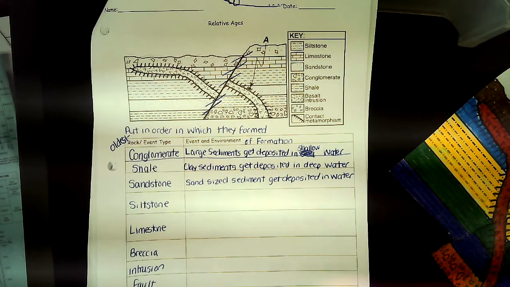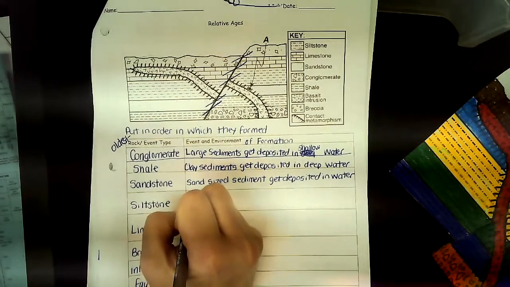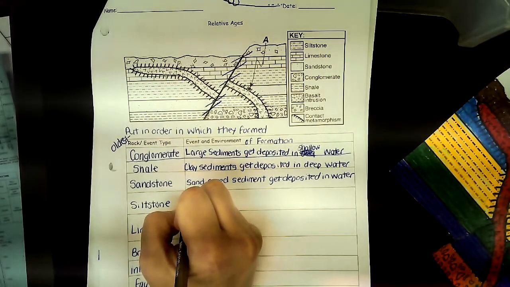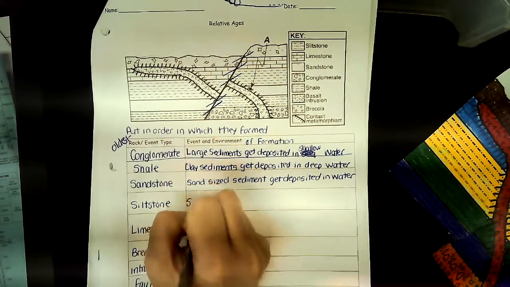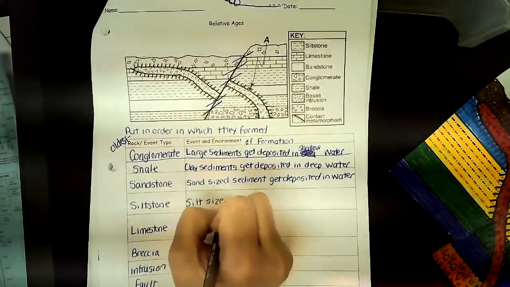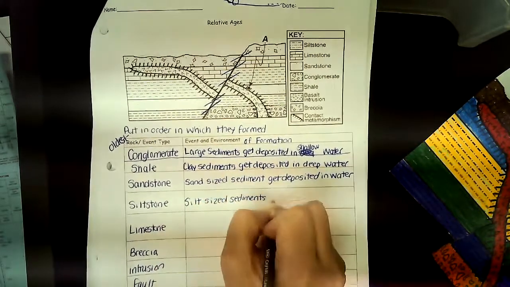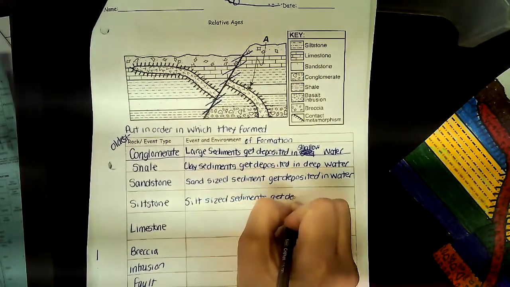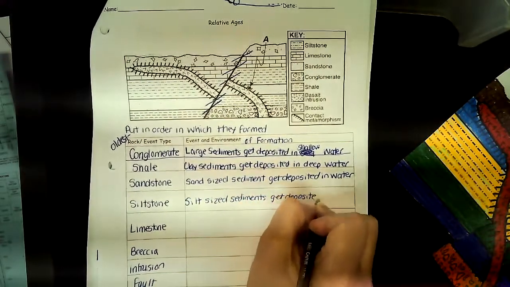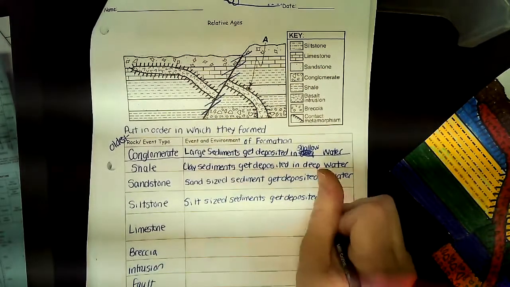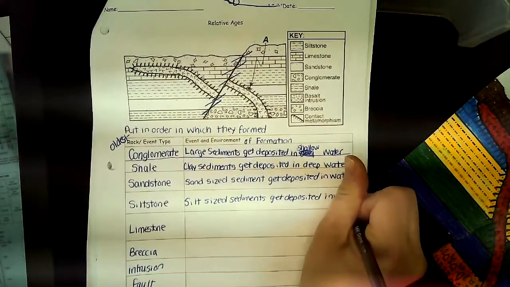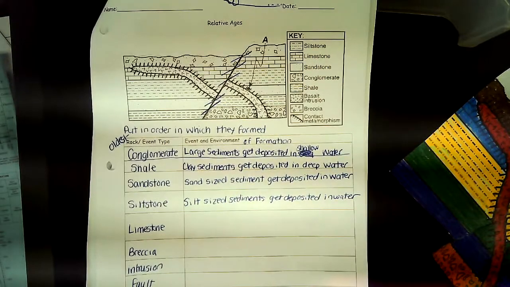So speaking of, siltstone's next. Again, siltstone's what kind of rock? And it's made out of what kind of particle? Yep, so this is silt-sized sediments. So silt-sized sediments get deposited, again, silt's in the middle, so you can just say in water. It will only ever ask about the biggest ones and the smallest ones.